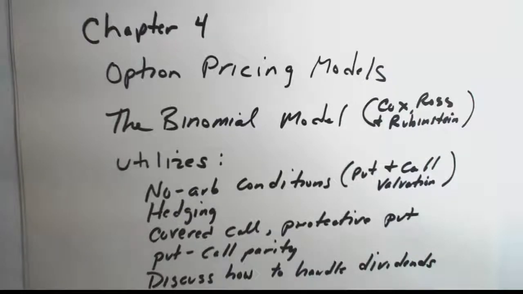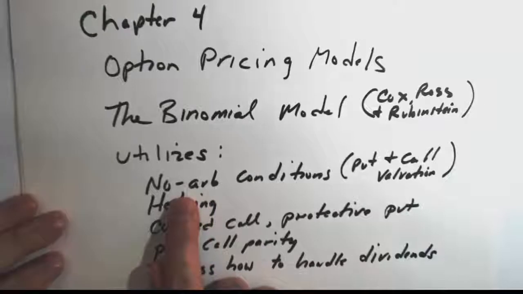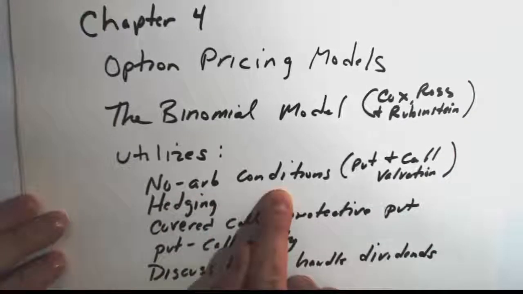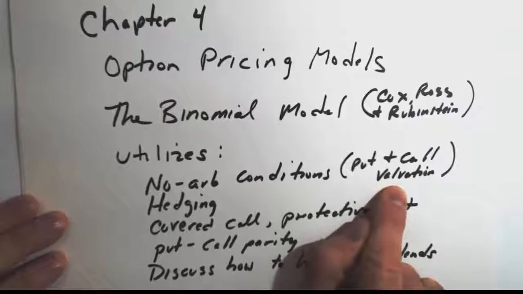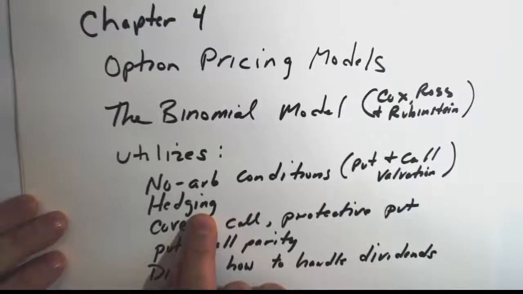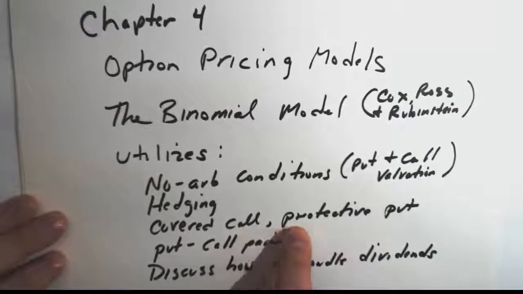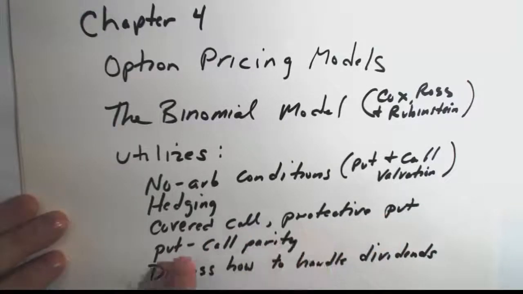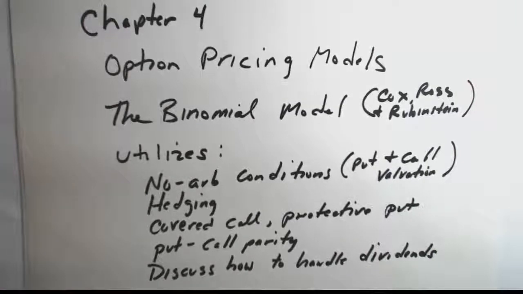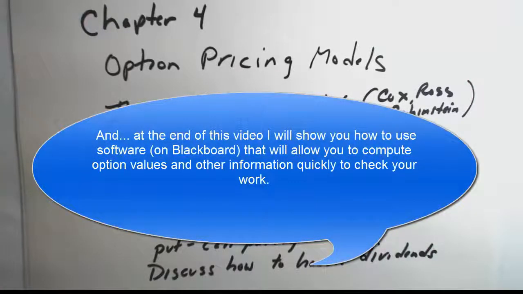This chapter is about actually pinning down the value of an option. What's really cool about the chapter is we're going to utilize no arbitrage conditions. We're going to value puts and calls, employ hedging techniques, and use covered call ideas and protective put ideas. We'll check our work using put call parity, and then we'll discuss how to handle dividends. That's just the start. There are other things that'll pop up throughout this video as we go further into the material.